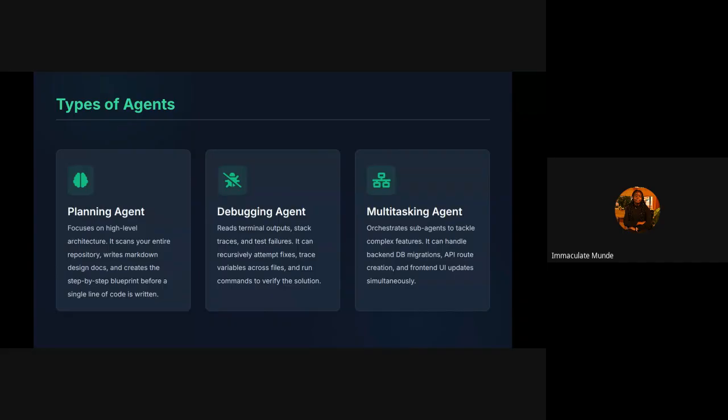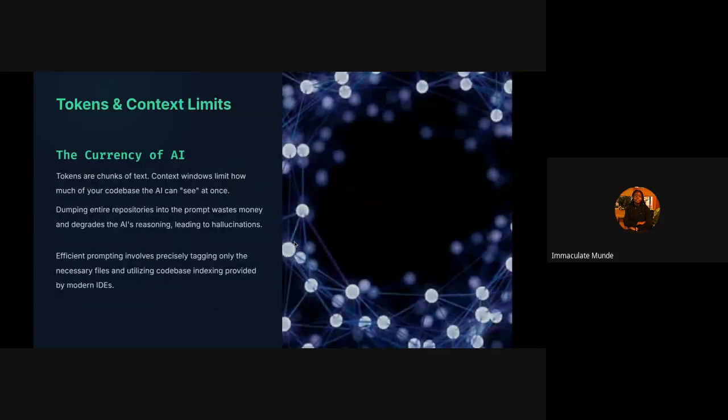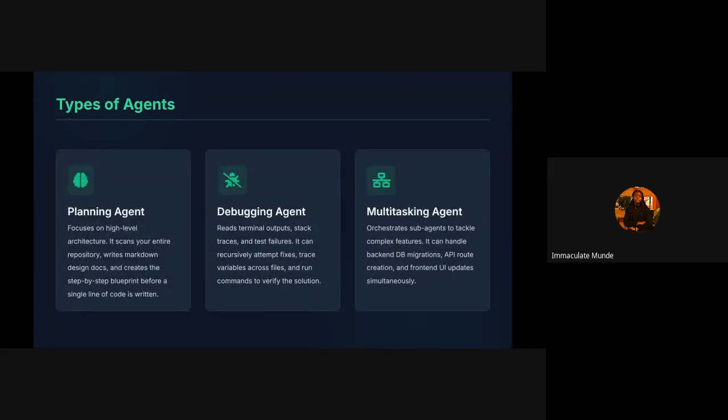So let's get to it. We have some types of agents, the planning agent. That is when you want to outline your tasks, get the right components in there, the right architecture for the code you want to write and the solution you want to build, right? Then we have the debugging agent. It usually reads terminal outputs, then passes through your code to see the errors that are there, then actually debugs for you, right?